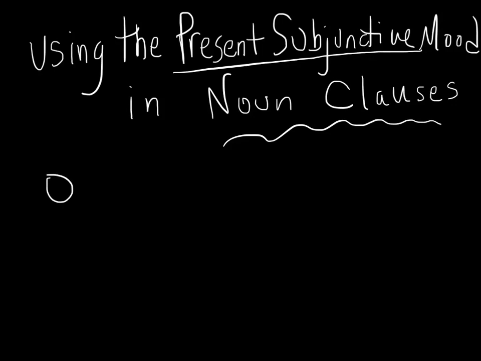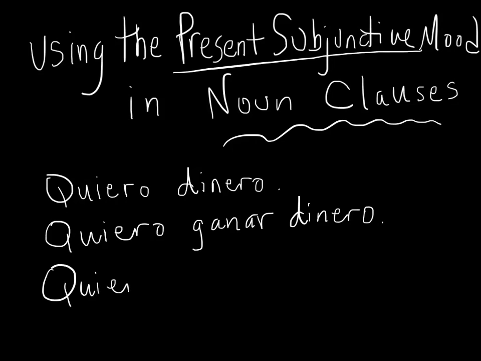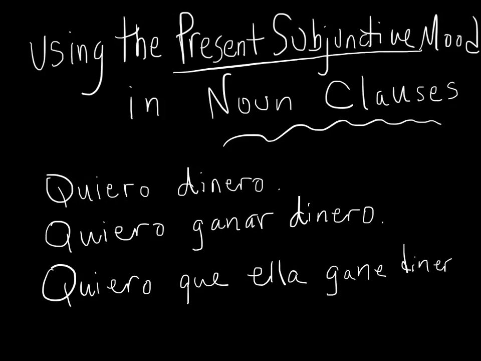Okay, so using the present subjunctive mood. Take a look at these sentences and think for a moment about how they are different. Okay, so you can see obviously that the three sentences get just a little bit longer, a little bit more complicated as we go, and you probably are noticing in the third example already that we've got a verb that's in present subjunctive.